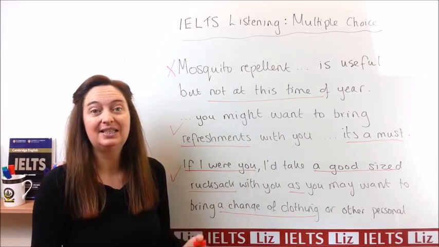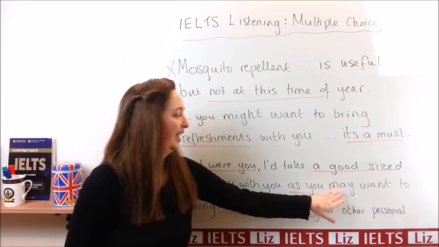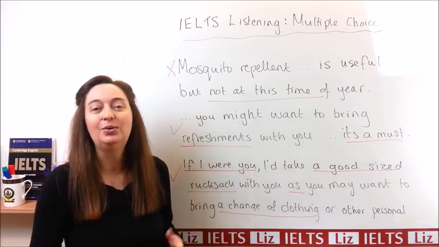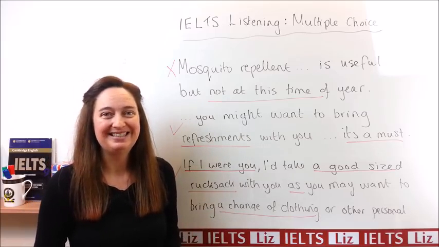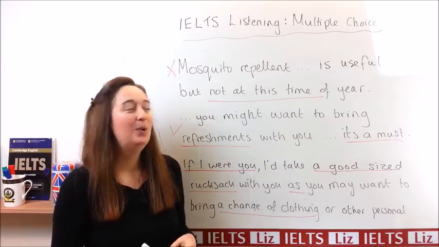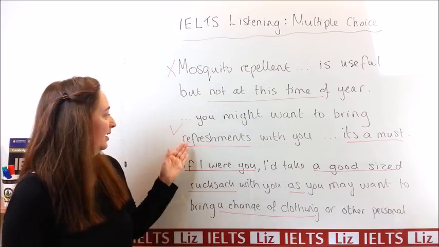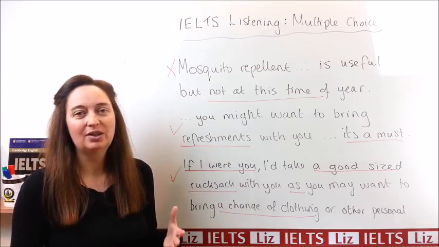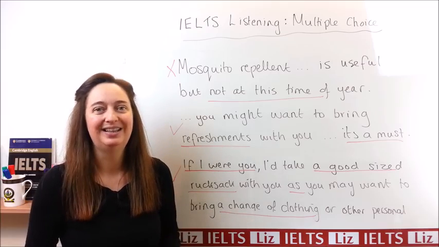So that is the option of extra clothes, but it does say may want to bring, which means it's optional. You can choose to bring it or not bring it. It's not recommended. So we have got, the answer is walking boots, food and drink, and a large bag. Now let's look at the last option and see why that was not the answer.